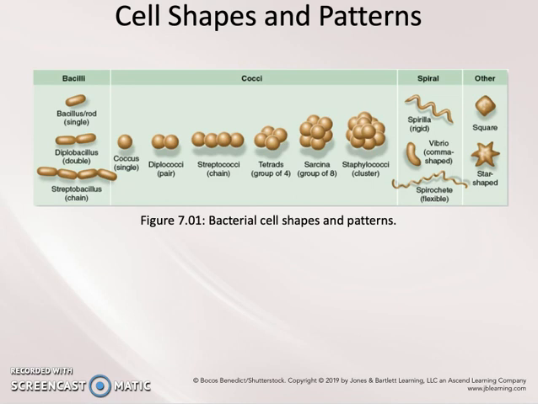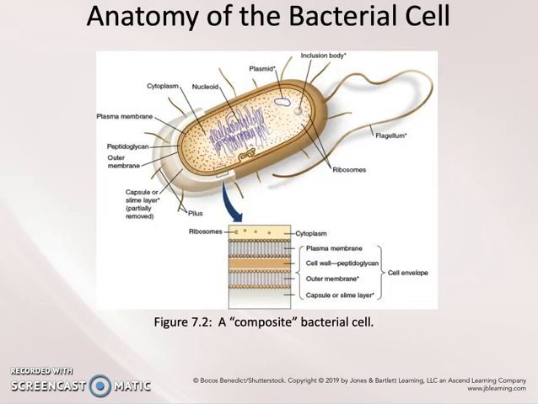Let's talk a little bit about the anatomy of bacterial cells next. We get to learn a little bit more about their structures. Going from the outside in, the envelope of the bacterial cell includes the outer covering, which is the capsule, the cell wall, and the cell membrane.